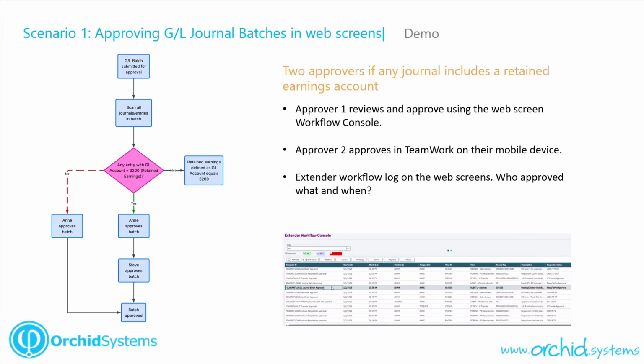What I'm going to demonstrate today is the ability to have your workflow rules scan all the journal details in a GL journal batch and define a rule based on any one of the journal detail rows. And during this demonstration, Approver 1, Anne, is going to review and approve the workflow instance using the workflow console on the web screens. And User 2, Steve, is going to use Teamwork to approve on their mobile device. We will also have a look at the workflow logs on the web screens, as well as the communications recorded as part of Teamwork.